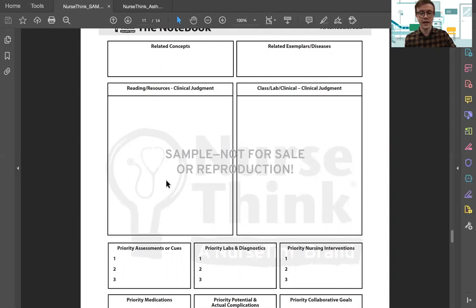So then you come down here to the next two boxes, reading resources, and then you have your class, lab, and clinical over here on the side. So these two boxes are really meant for you to take notes during your class and help prepare for your class. So when you're studying, here's the key thing here, guys.